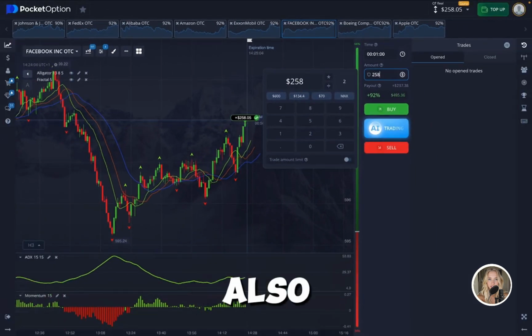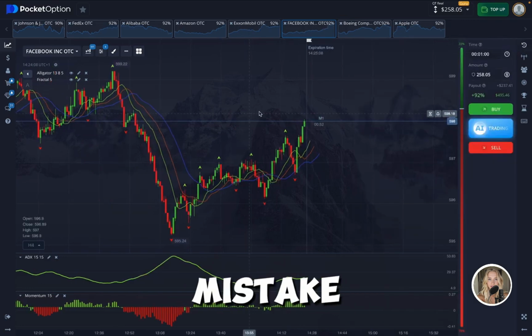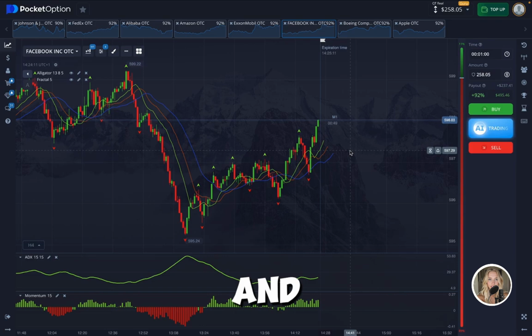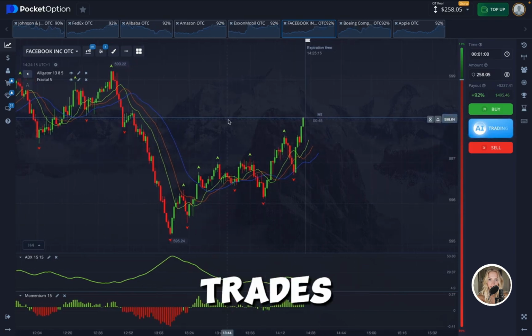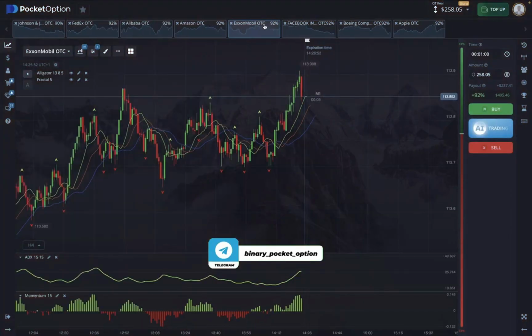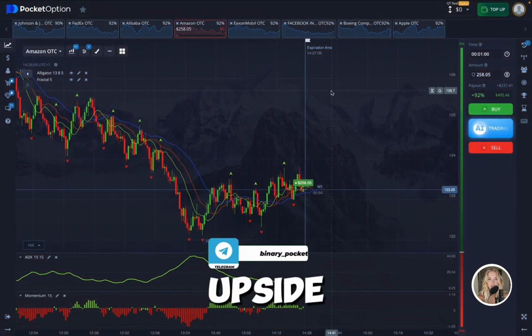Further opening is also carried out on the full amount of the balance without the right to make a mistake. I think everything was very clear. I tried to explain in detail, and in general, in such situations, you can open similar trades, continue trading, and pick up the following asset. Let's try to open a position on the upside here.